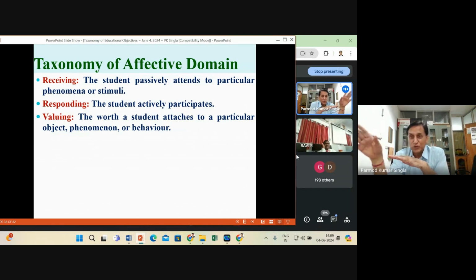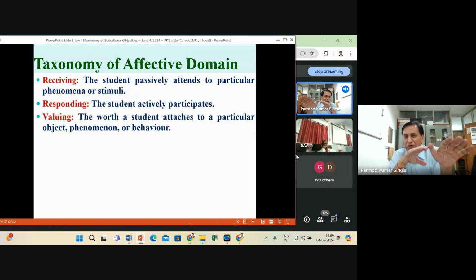He thinks that those who are late are having more fun than me, and he starts valuing how much importance I should give to the time, how much importance I should give to the honesty. Professor sir said honesty, but he sees in the society there are many dishonest people who are flourishing. They have bigger houses, bigger cars. He starts attaching his own value to a value which you want to teach. A worth a student attaches to a particular object, phenomenon, or behavior. So this is the start of valuing things also.